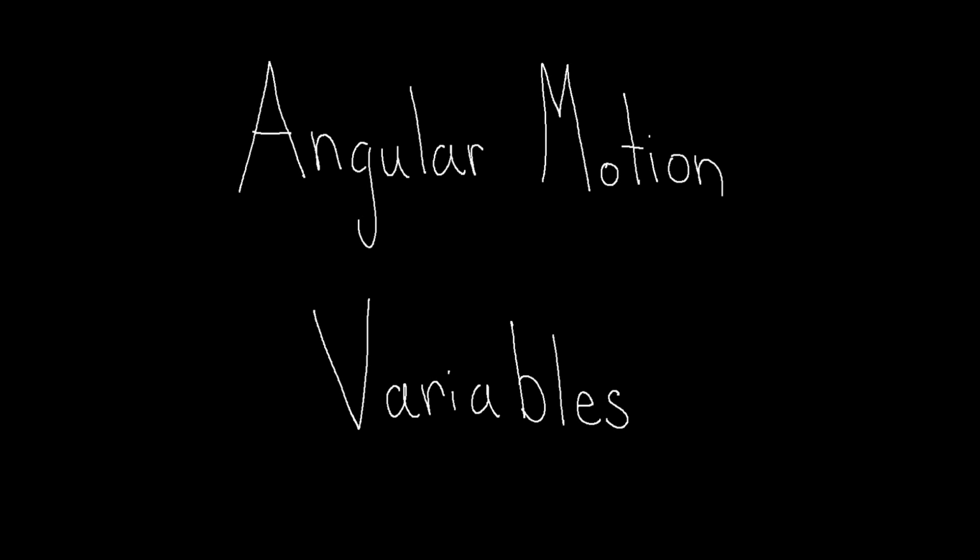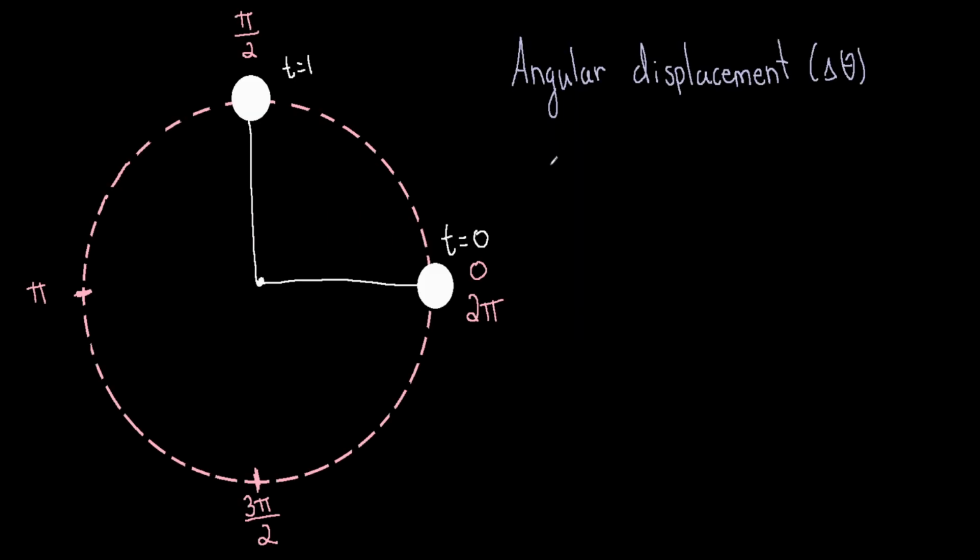In this video, we will cover many angular motion variables and solve problems using these variables. So let's say we have a ball attached to a string and it travels from here to here in 1 second. And we ask ourselves, how much angle has this ball traveled? Well, this is called our angular displacement, and we denote this with a delta theta.